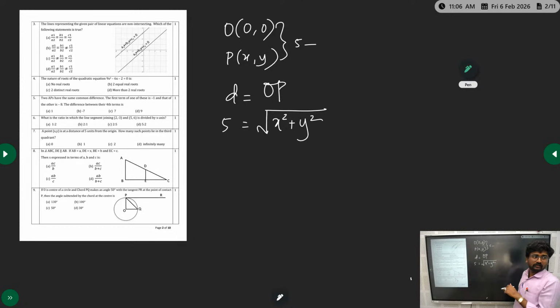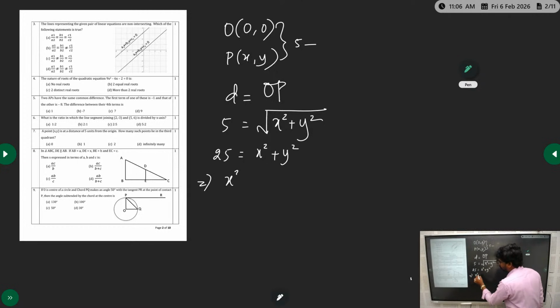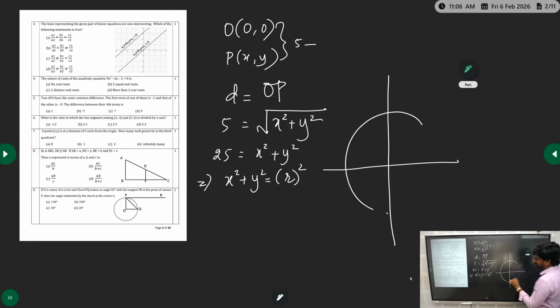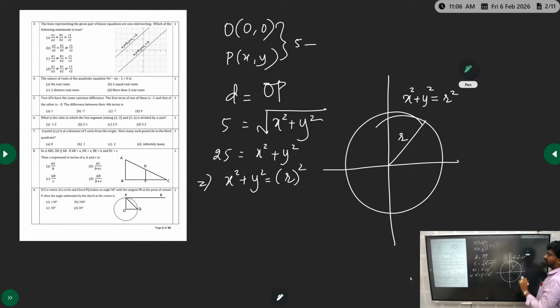How do you remove this square root? Square it. Then this will be 25 equal to x square plus y square. Actually, this is the equation x square plus y square is equal to r square, where r is the radius value. You will learn this in PUC first year, straight lines. This is a circle with radius r, and the formula is again x square plus y square equal to r square.